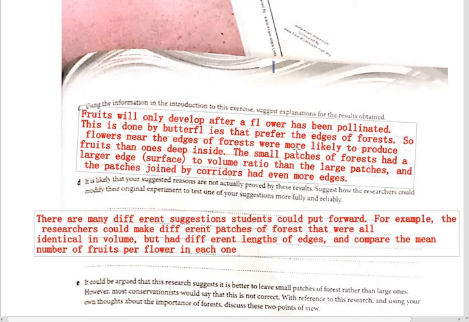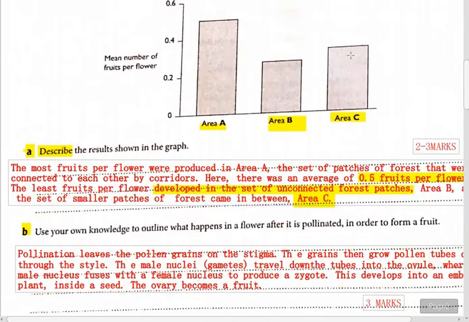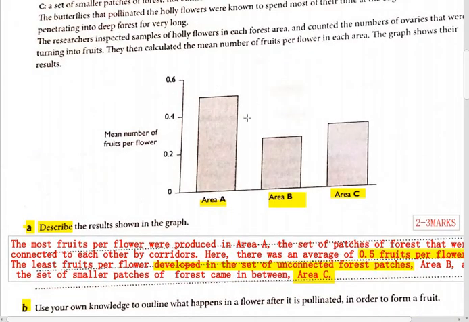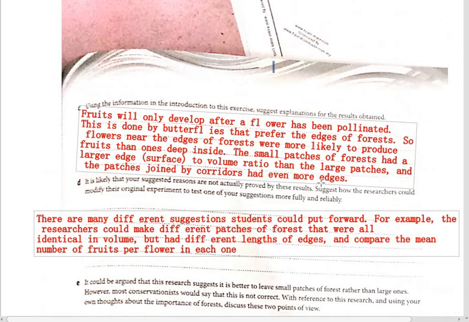So basically they want you to mention how this whole thing happened, like from this bar chart over here, they want you to explain what is going on here. As you know, it's mainly about pollination, so you should have this straight in your mind that pollination must happen by an agent. In this case it's the butterflies who are acting as the agent, so they prefer the edges of the forest. Okay, so you need to understand fruits will only develop after flowers pollinate.